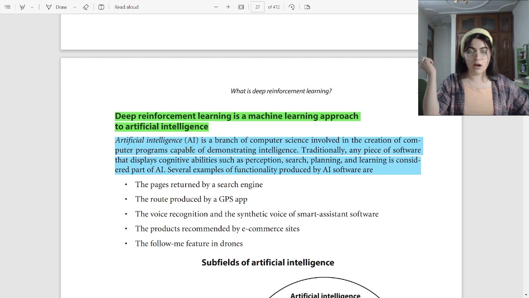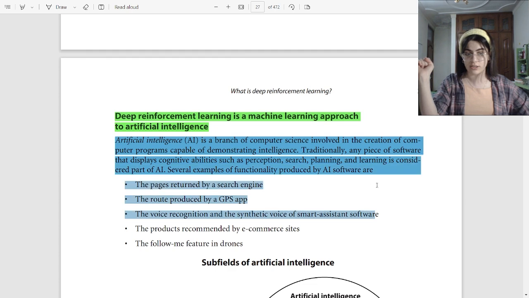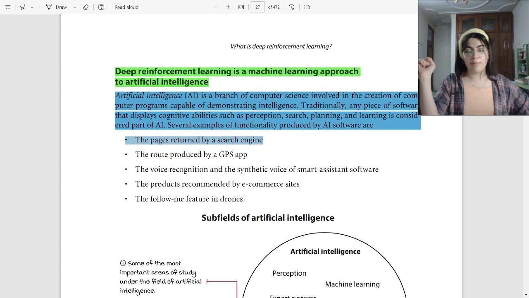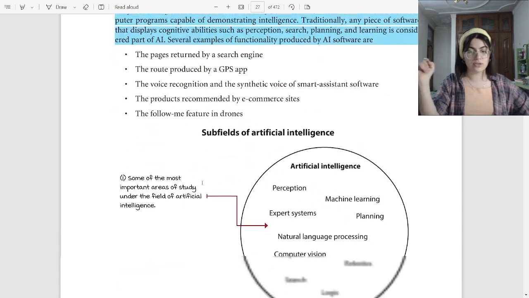And it mentions that AI, or artificial intelligence, is a branch of computer science involved in the creation of computer programs capable of demonstrating intelligence. Traditionally, any piece of software that displays cognitive abilities such as perception, search, planning, and learning is considered part of AI. Several examples of functionality produced by AI software are the pages returned by a search engine, the route produced by a GPS app, etc.